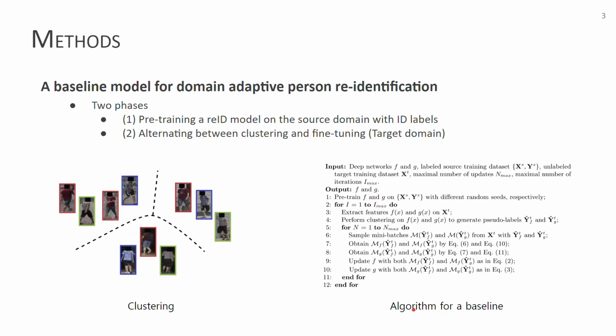A baseline model for domain adaptive person re-identification exploits two phases of training. First, they train a re-ID model on the source domain with ID labels. They then extract features from target images, using a re-ID model. And they apply a clustering algorithm on the features. They then assign the same pseudo-ID label to the images which belong to the same cluster. They alternate between clustering and fine-tuning with these pseudo-labels.